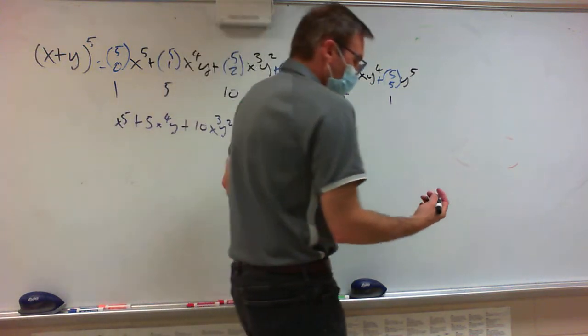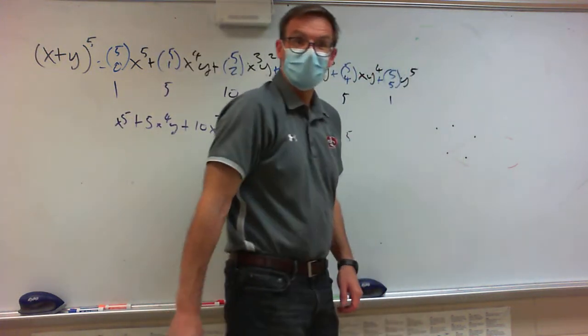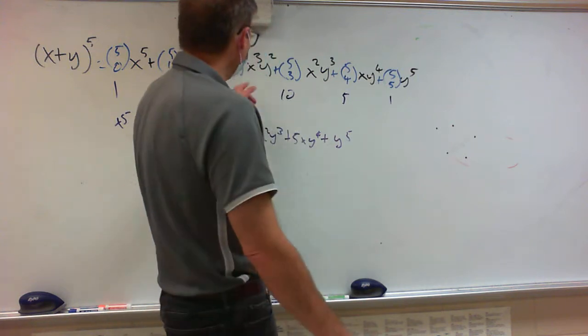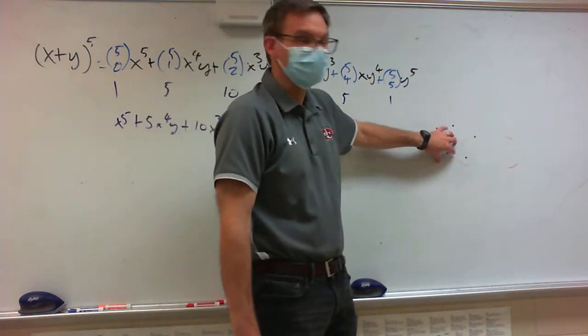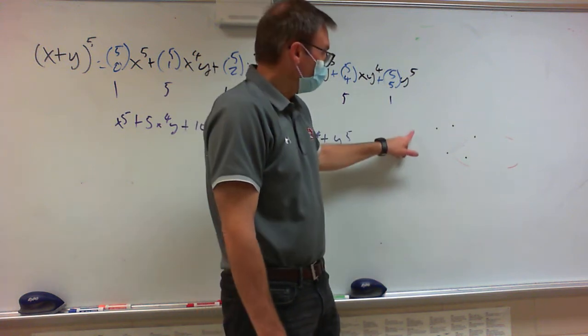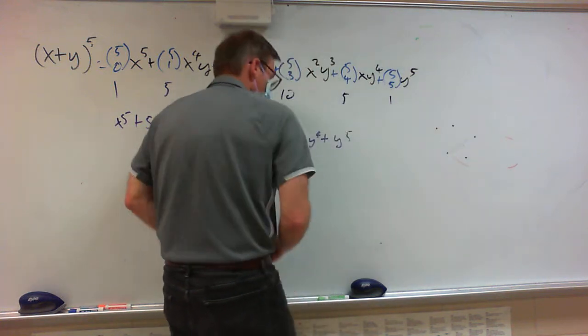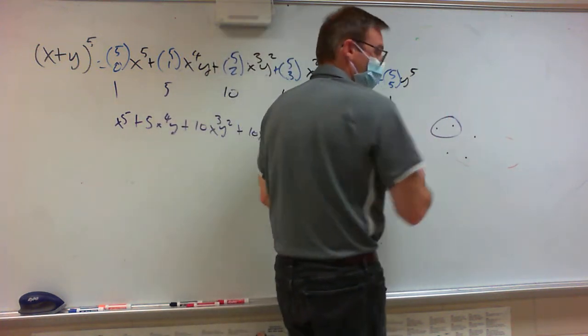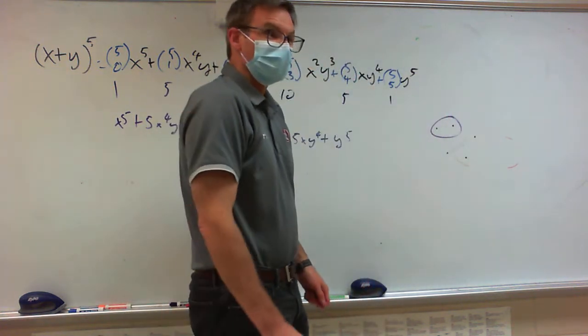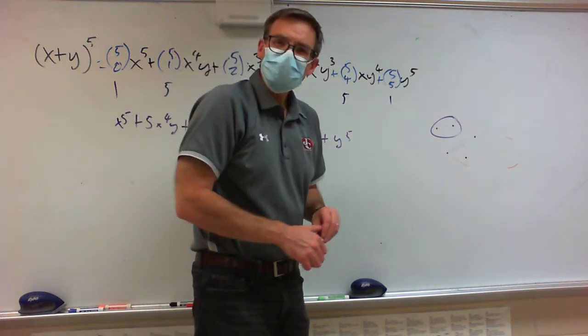Well, if I have 5 dots, 1, 2, 3, 4, 5, right? And 5 choose 2 is how many ways I can pick 2 of them. So think about these as 5 members of your class. How many ways can I pick 2 of them? Let's say I'm going to pick these 2. So how many ways can I pick 2? Well, obviously 10. But I guess you could look at it the other way.